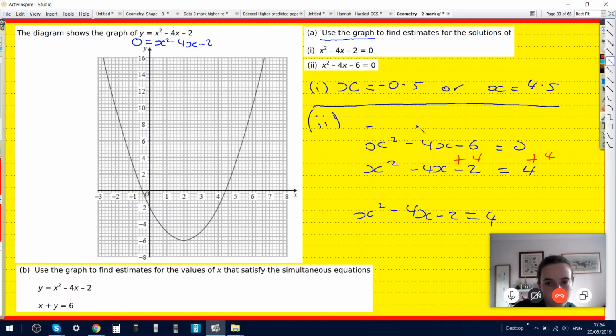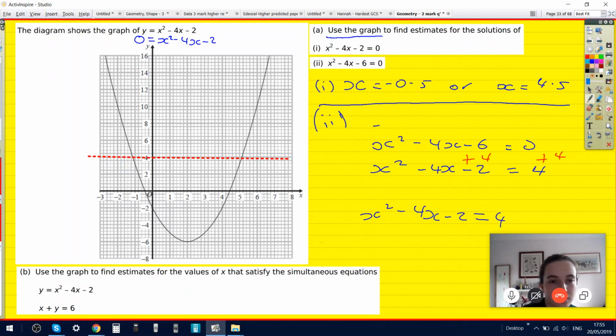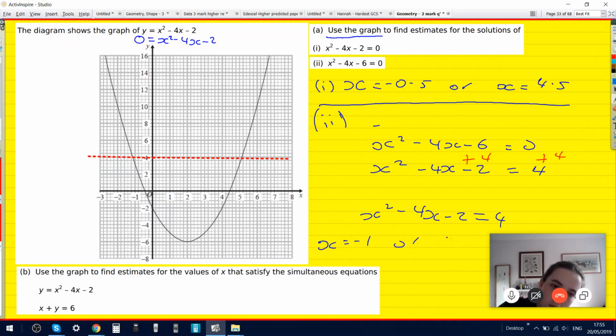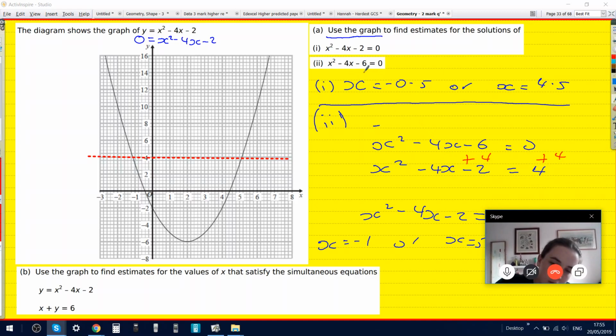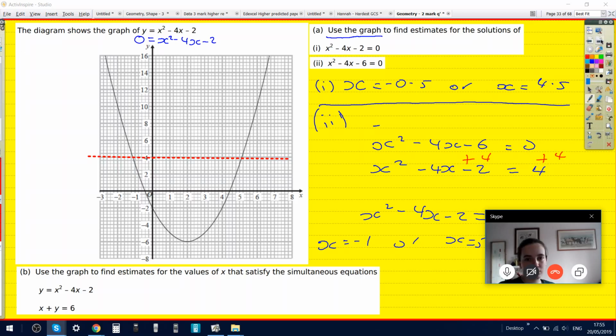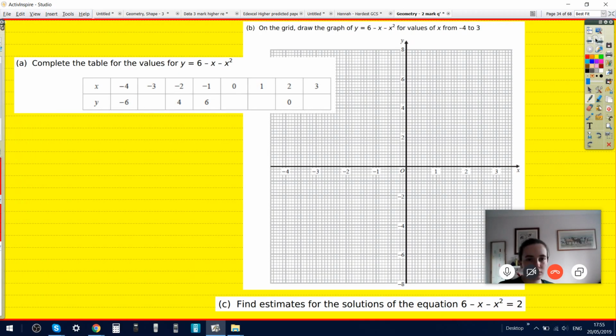So before it was a y coordinate of 0. X equals minus 1 or x equals 5. So if it doesn't match up with your graph, you make it match up by adding or subtracting something, and then you draw that line, and where they cross over is your number. What did we not get to?